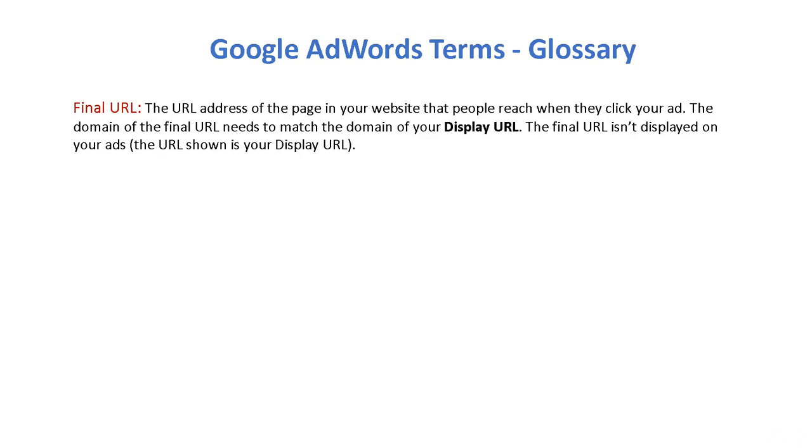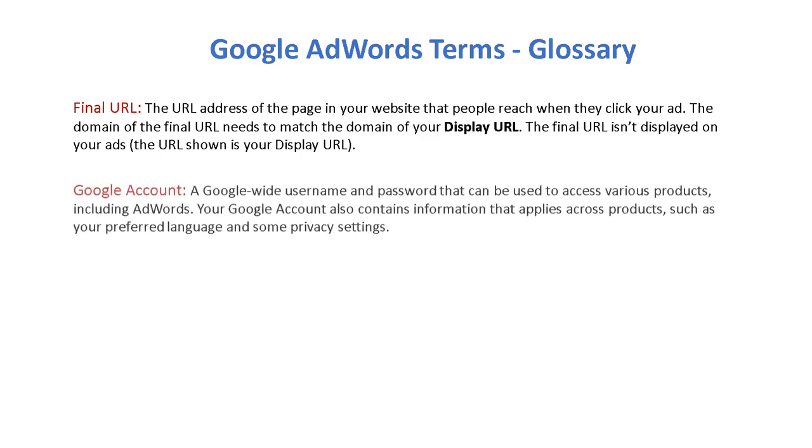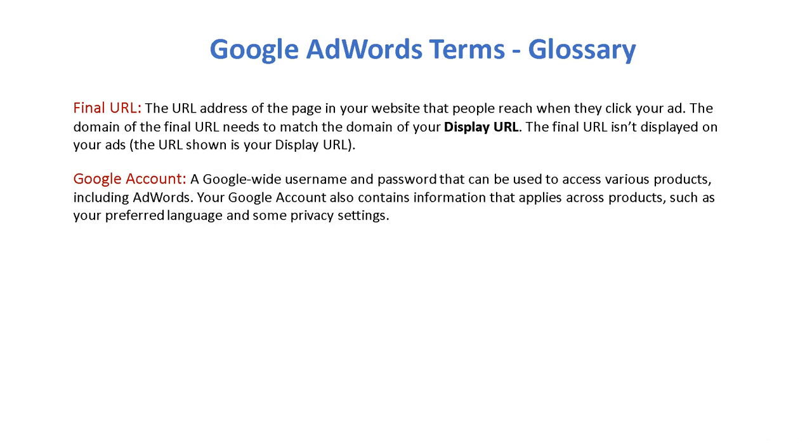Google account. A Google-wide username and password that can be used to access various products, including Google AdWords. Your Google account also contains information that applies across products, such as your preferred language and some privacy settings. If you created an AdWords account or you have signed in to access any Google product, then you've created a Google account. A Google account can be associated with up to 5 AdWords accounts, including manager accounts.